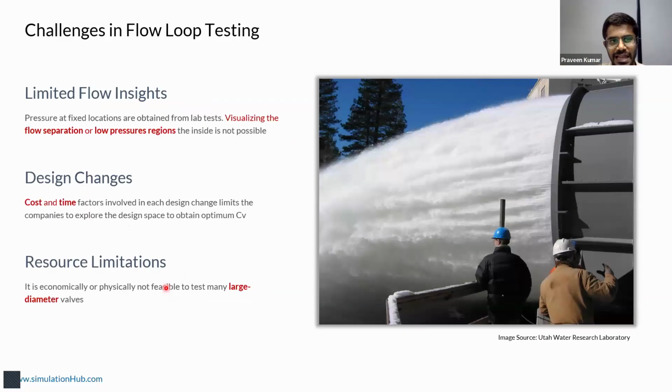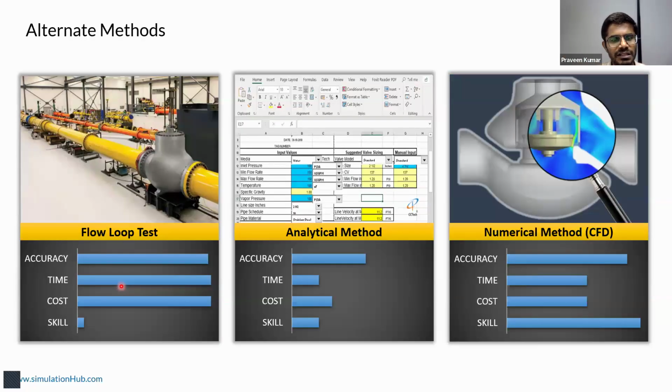So let's look at the challenges in flow loop test. As I said, it provides you with limited flow insights. You cannot visualize what is happening, where the flow separation is happening, where the cavitation is occurring, where the pressure goes below the vapor pressure. So those ideas you will not get. Okay, so any design changes cost you more time, and time is money. And then resource limitations, like to test really large size valves, the test facilities are limited by how much they can handle. Okay, so what are the other methods?